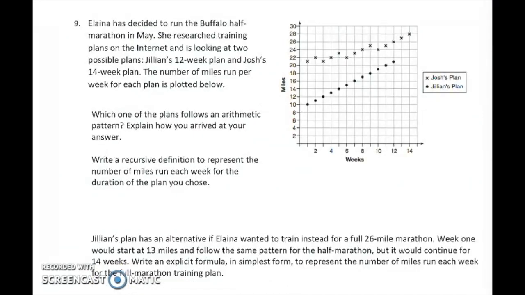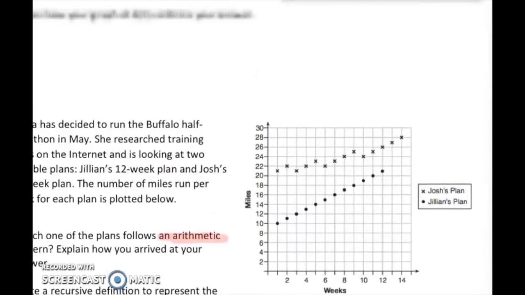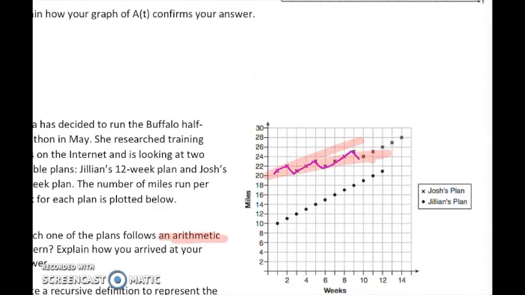All right, the marathon problem. Elena is running the marathon. She researches training plans. Jillian's is 12 weeks, Josh's is 14, and the numbers are plotted below. Which one is arithmetic? Well, arithmetic should make you think add a constant amount. So here we're doing add, subtract, add, subtract, add, subtract. And that is not going to be arithmetic.